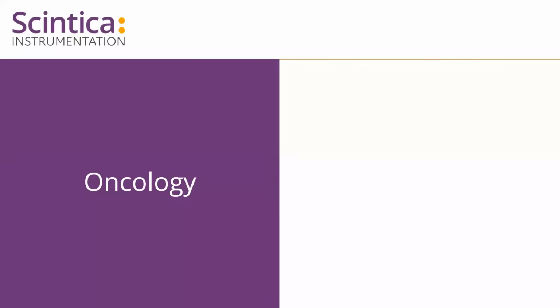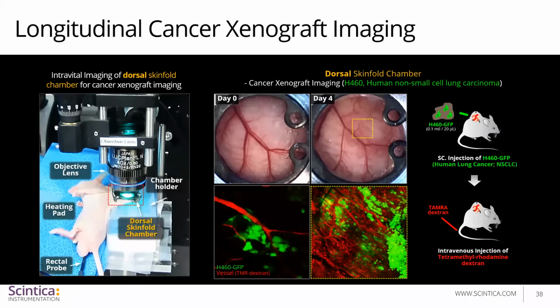We'll start with some examples in oncology. The dorsal skin fold chamber is one of the best characterized chambers out there and has been used extensively in oncological research. You can compare it a little bit to a subcutaneous tumor model, as it's not quite in situ growth of cancer cells unless you're studying skin cancer, but it has allowed for a lot of interesting research and progress in terms of oncological development and treatment response.